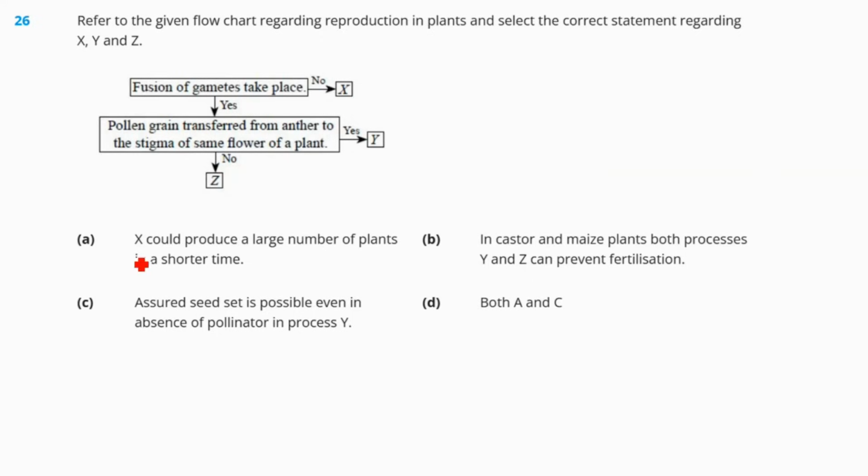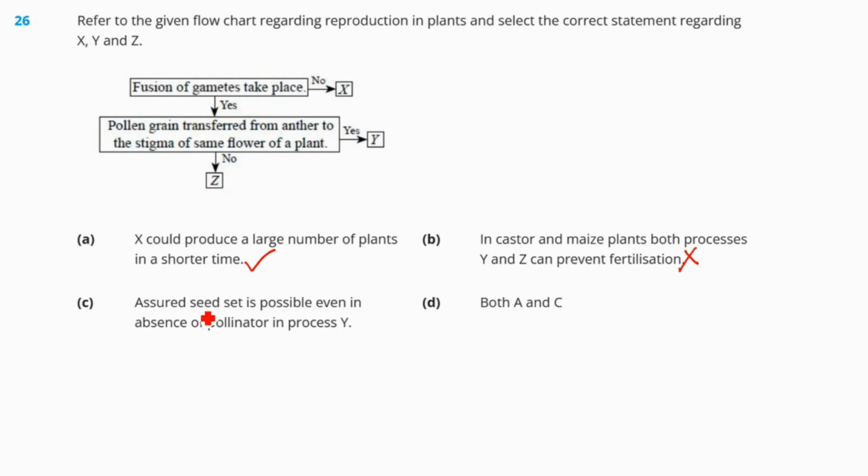Right? So let's see. X could produce a large number of plants in a very short time. Yes, if they are using different vegetative methods for propagation. So definitely they will produce a large number of plants. This is a correct statement. In castor and maize plants, both Y and Z processes can prevent fertilization. So castor and maize, Y is self-pollination, Z is cross-pollination, can prevent fertilization? No, this is a wrong statement.